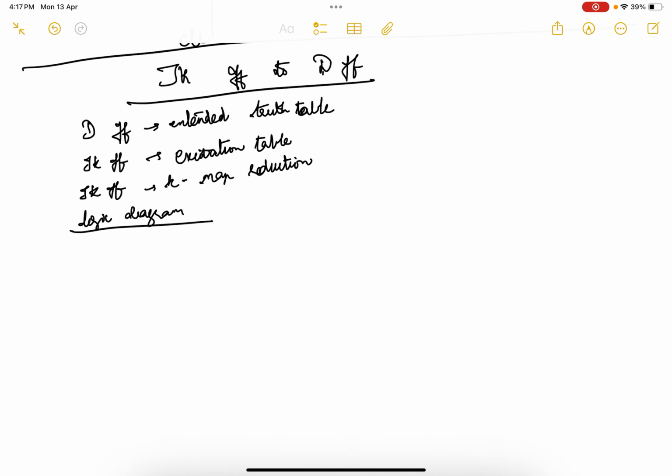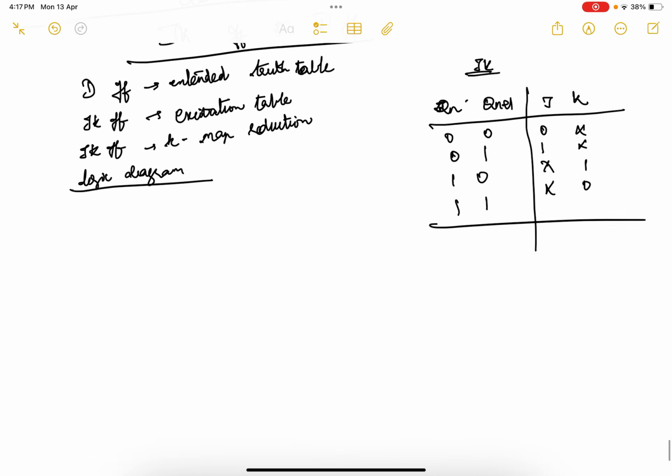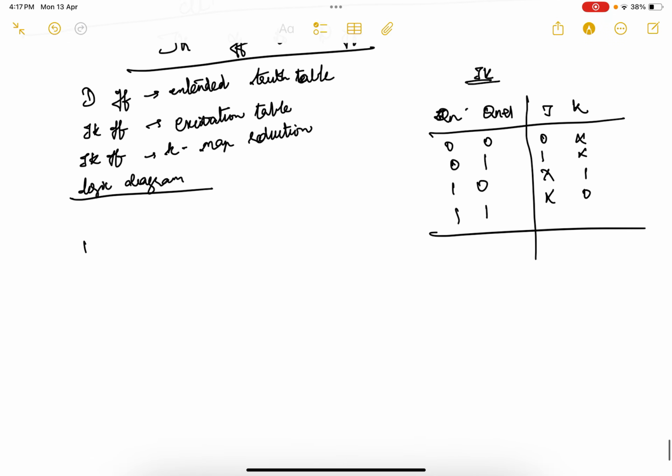So for the JK flip-flop, we want to draw the excitation table. I am going to draw Qn plus 1, where you have your inputs as J and K: 0 0, 0 1, 1 0, 1 1. For JK it is 0, 1, then XX. So this will be XX and 1, 0. The excitation table is drawn.